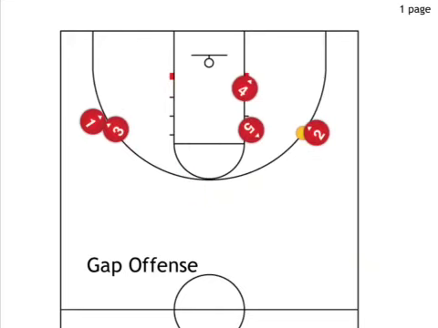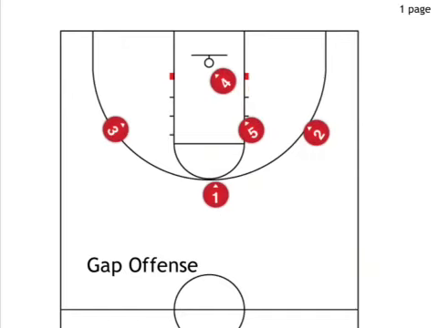So it looks like this. There we go. 4 is going to low post, 5 showing high, 3 screens away, and then 1 replaces at the point and comes open. All right, so 2's in triple threat, looking dangerous, looking to pass into the post, looking to score. She passes into the post. Defense is going to collapse on her. So 4, you're looking for that backdoor cut.